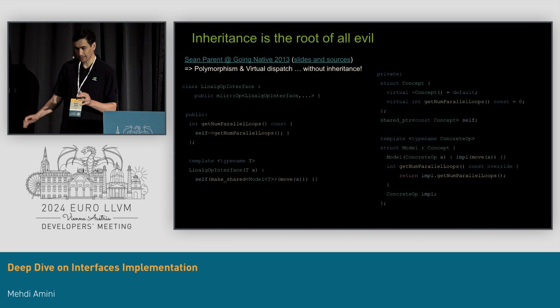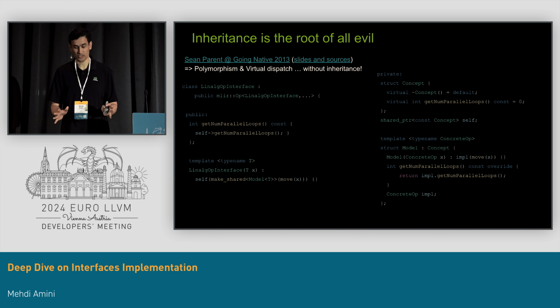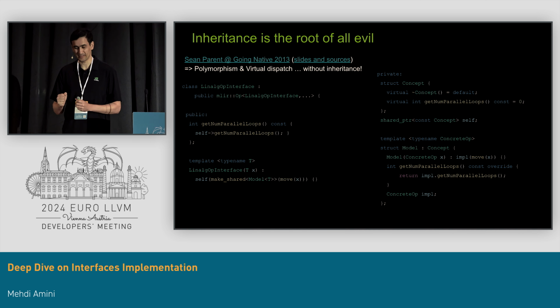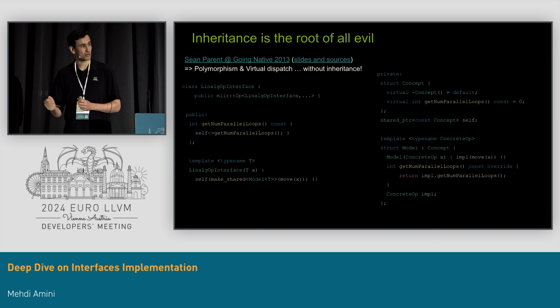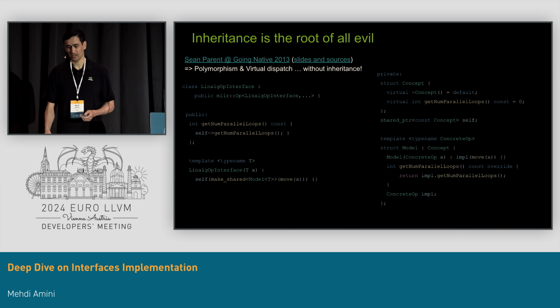The last piece to make everything work together is the constructor of the interface. When you construct the interface with an object, this object doesn't have any inheritance relationship here. We copy it into the model. The model on the right side here will take a copy of the concrete op. It stores it as a member, and it will dispatch to the concrete op through its own virtual method. So as often in computer science, everything is solved with one more level of indirection and a lot of templates.